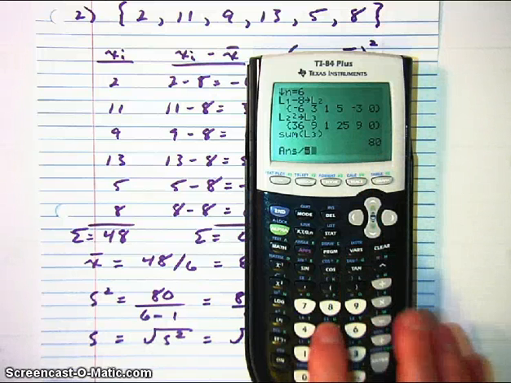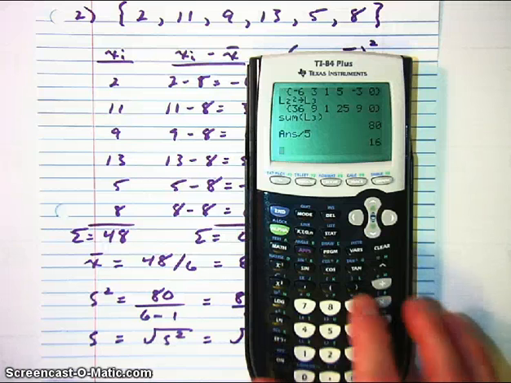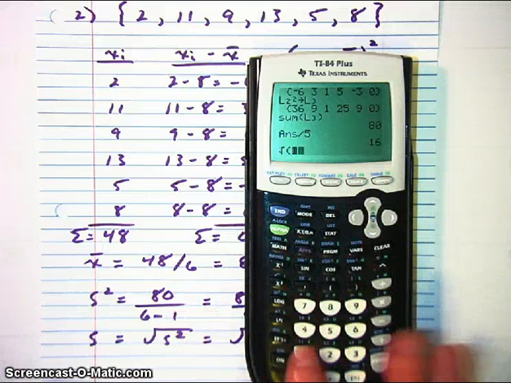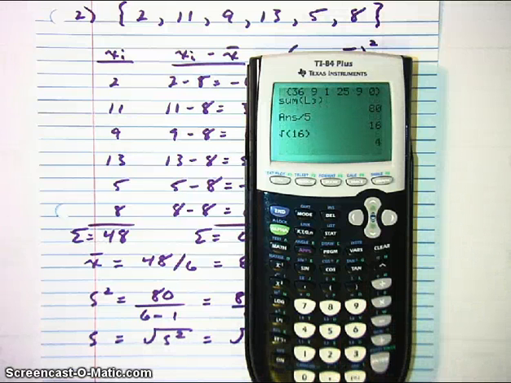Then we're going to divide that 80 by 6 minus 1. So we'll divide by 5, and we get our variance is 16, and then we can take our square root, and there's our standard deviation. So the list utilities on the calculator are very useful when you're working with data, and we're going to have lots of occasions to use those, so that's a little introduction to that sort of thing.